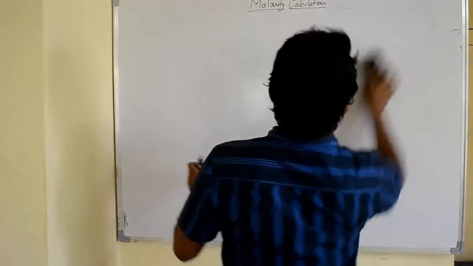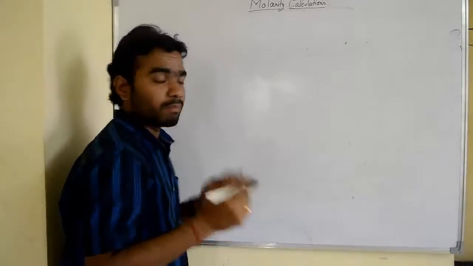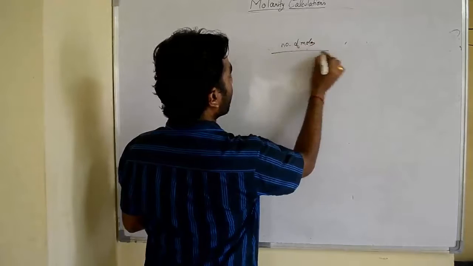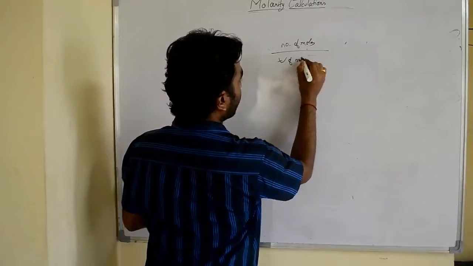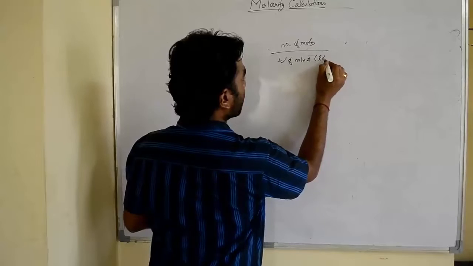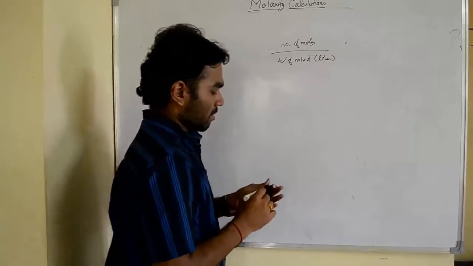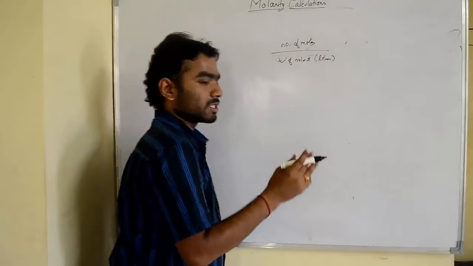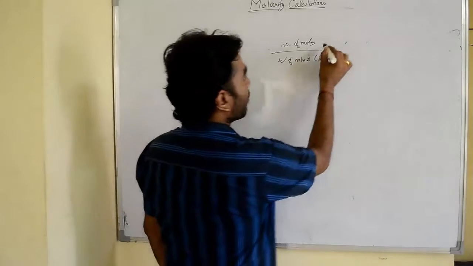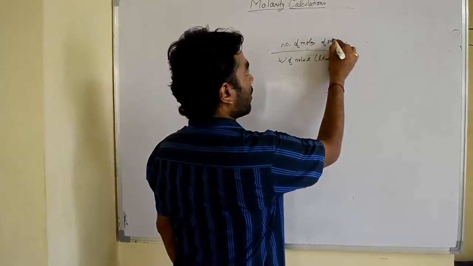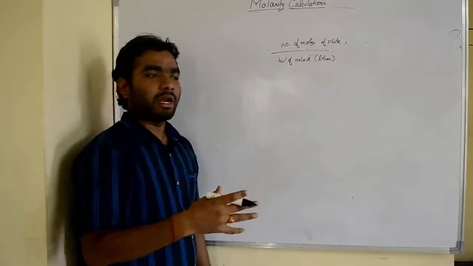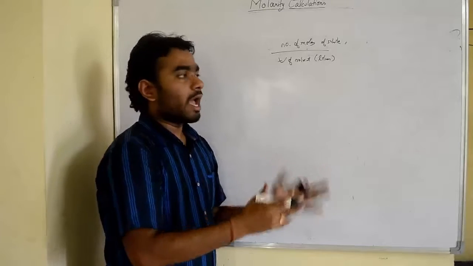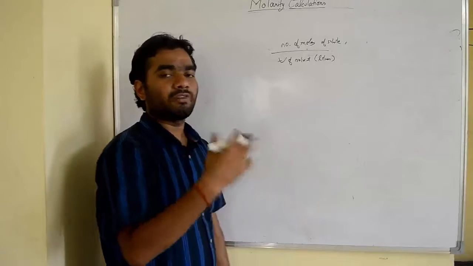And I was talking about the moles: number of moles divided by volume of solvent in liters. So what is the difference between moles and molarity? Moles are about the solute. If you are taking sodium chloride and making it in water, then that sodium chloride is called the solute. And how much quantity you are taking is defined in moles.